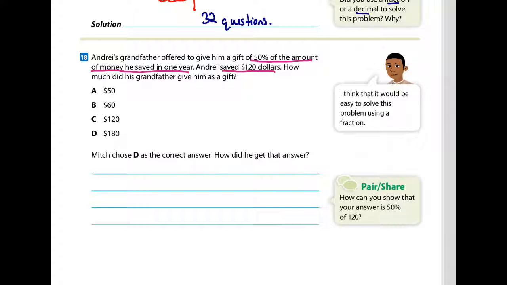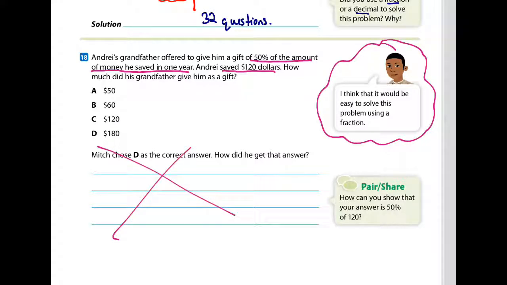So your job is to, well, first I would read this dude's hint. See if that helps you out. And your job is to show your work in the space below the problem and answer A, B, C, D. Don't do this down here yet. We'll be doing that in a little bit. Okay, pause the video, do number 18 on your own. Go.